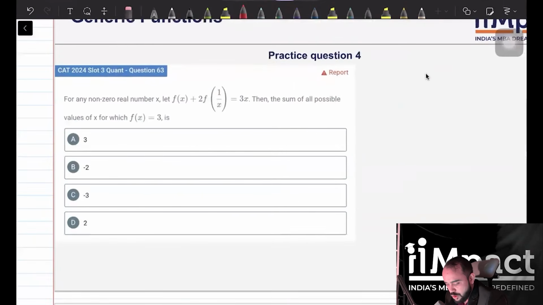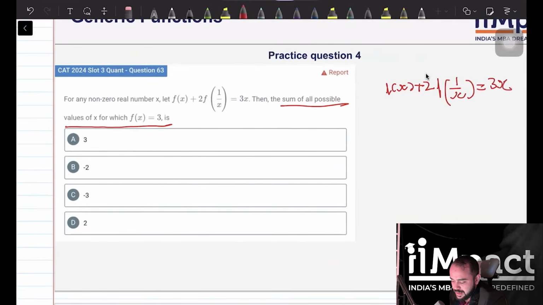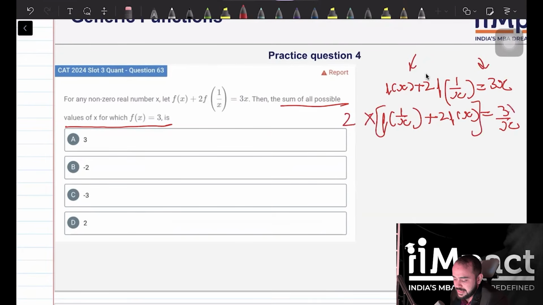First of all, sum of all possible values of x for which f(x) is equal to 3. Sort of feels like I do have to find what f(x) is going to be. Now, the trick here is something we didn't explicitly discuss, and for that reason we had a slide that random patterns can exist. You have to be observant. This is f(x) plus 2 times f(1/x) is equal to 3x. If I replace x with 1/x, you will get f(1/x) plus 2 times f(x) is equal to 3/x. Now you just have to multiply this whole thing with 2 and subtract. This will make f(1/x) cancel out, and directly give you the value of f(x), and then you put it equal to 3 and find the roots.